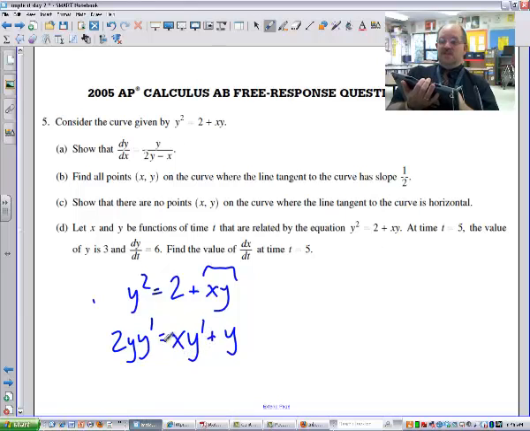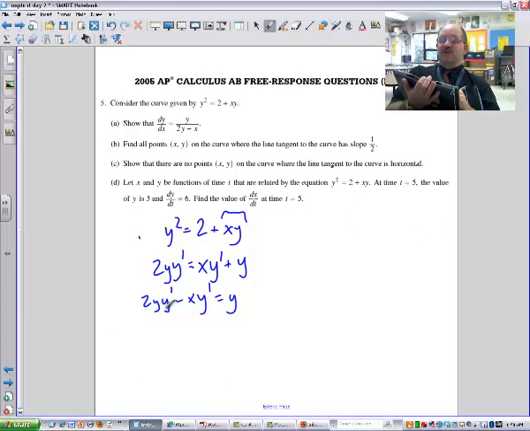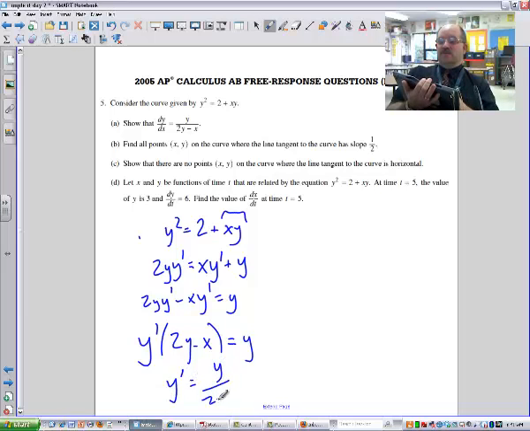So now our process is the same, and we're going to just try to get all our y primes on one side and do the factor trick and all that. So we're going to get 2y y primed minus x y primed equals y. And so then factor out the y primed: y primed times (2y minus x) equals y, and then I'll divide, and y primed equals y over 2y minus x, which is, lo and behold, what they said we should get way back up there. Okay? So there's the first part.